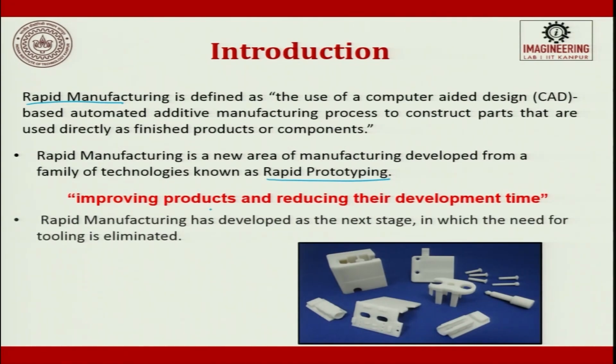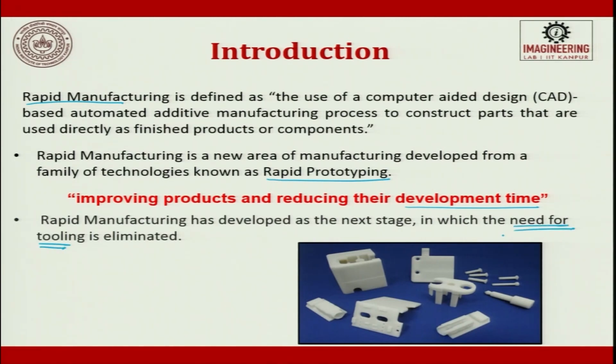So, improving products and reducing their development time was what prototyping was initially thought of. Today, improving products and reducing the development time directly towards the final product is rapid manufacturing. Rapid manufacturing has developed as the next stage in which the need for tooling is eliminated. This is very, very important.